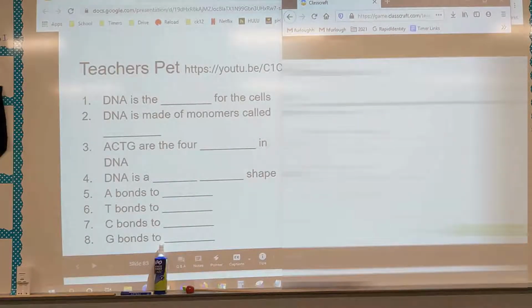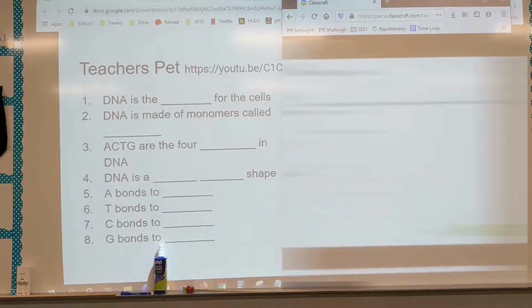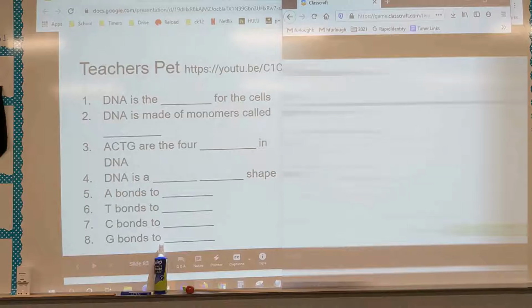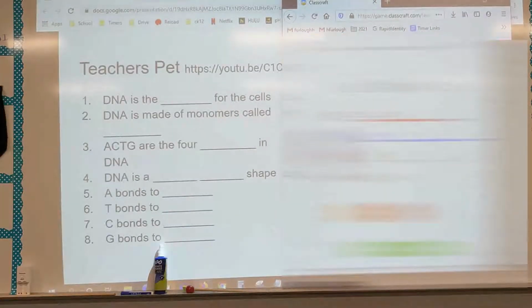Look in your notes. DNA is made of a long chain of... Oh, I didn't get to that one. You switched to the next slide before I got there. All right, Jan, you help her out. Number 2, is it nucleotides? Yeah, it'd be the nucleotide.